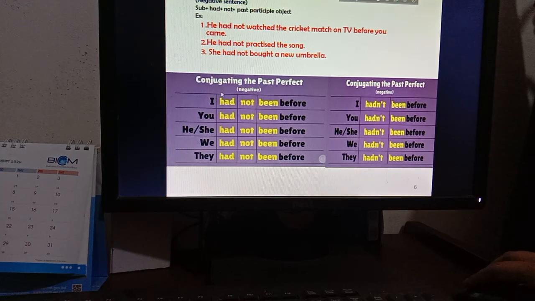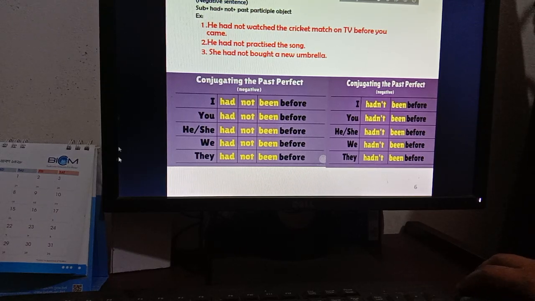Okay, so conjugating the past perfect, if you write I had not, this is correct. If you write I hadn't, this is also correct. So for making negative sentence, after the subject you can use I had not or I hadn't. Okay, so I had not been before, you had not been before, or you hadn't been before, these are correct. Okay, so I have just written the structure, I have just collected the chart for your understanding that you can use either had not or hadn't.